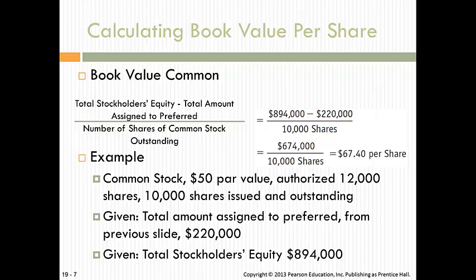This gives us $674,000, which is the amount of stockholders' equity allocated to common shareholders. Then we divide it by the number of common shares, which is 10,000, to arrive at a book value per share of $67.40. So that wraps up Learning Unit 1. In the next Learning Unit, we'll start recording dividend transactions.